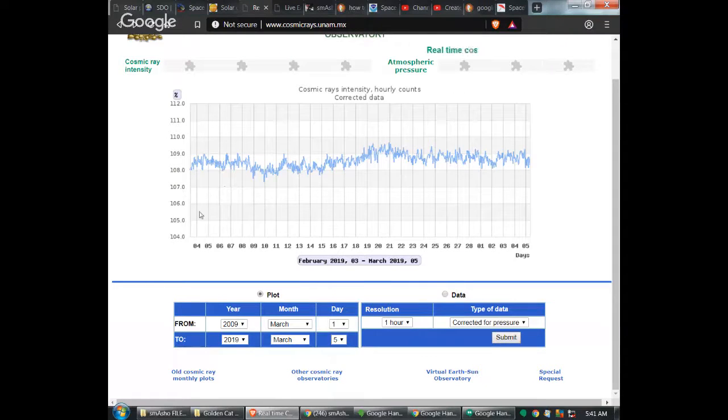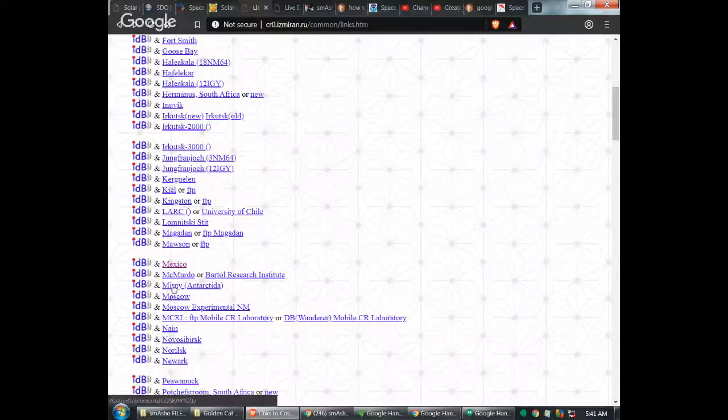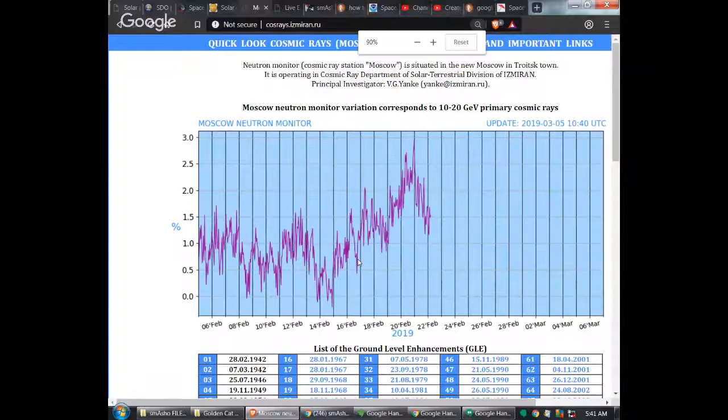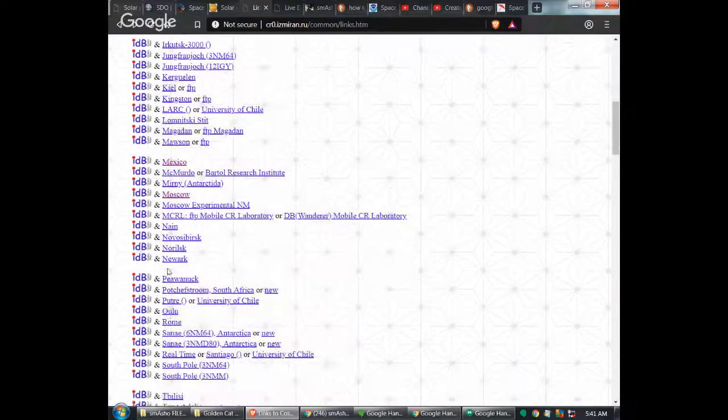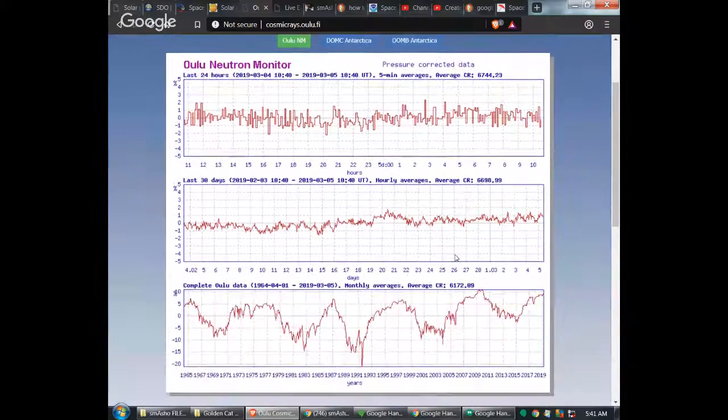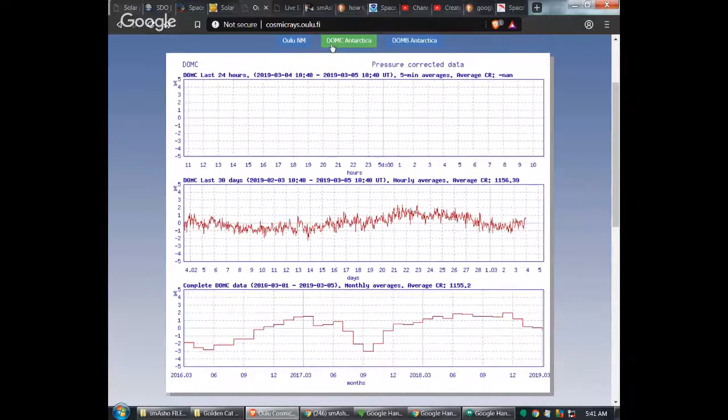Anyway, moving on to Moscow. There's the Moscow monitor. Not returning data for a solid week. What's going on, Russia? Get your weight up on your neutron monitor. And lastly, here's Oulu, Finland. Here's DOMC Antarctica.